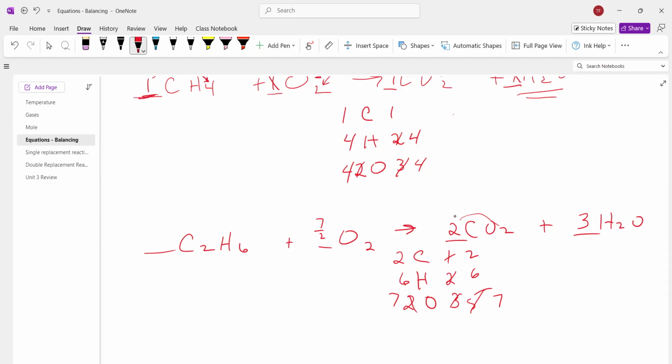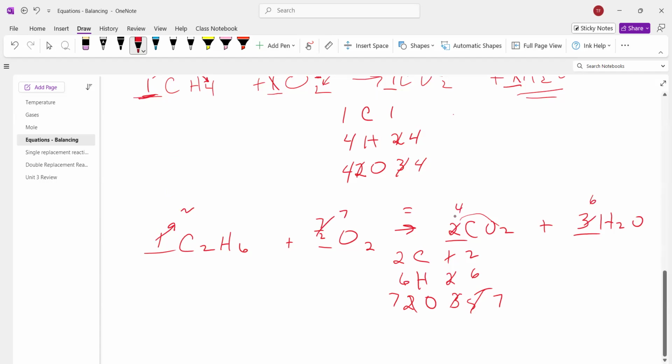But what we do to that, we have to do to everything else. Remember, this is like an equation. So this is a 1, so that becomes a 2. This is 7 over 2 times 2, which becomes 7. 2 times 2 is 4. 3 times 2 is 6.